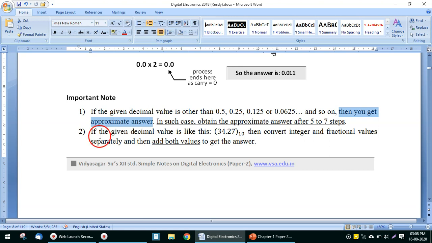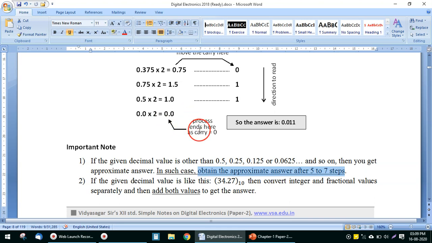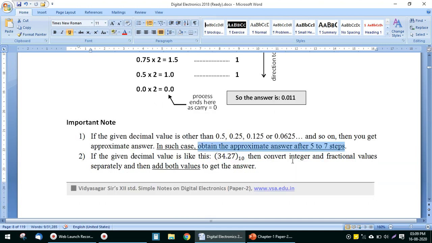So you don't have to bother about that, but there may be a possibility, sometimes, that a critical paper setter may ask some silly type of question. In that case, you should be well prepared. So remember, if there is 5 at the last, then the answer will be a perfect answer. Otherwise, it will be an approximate answer. In the approximate answer condition, you have to write down up to 5 to 7 steps and then stop, because you will never get 0 if the number doesn't have 5 at the last.